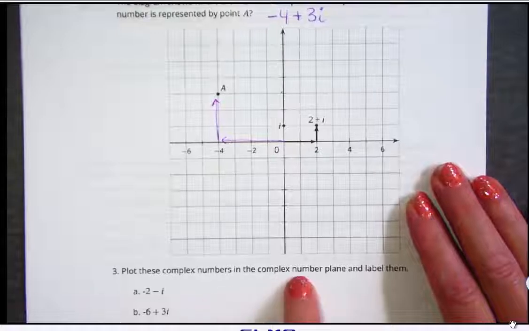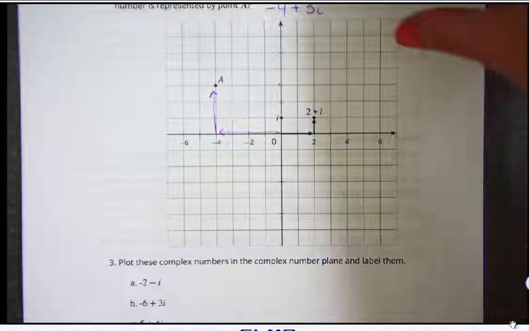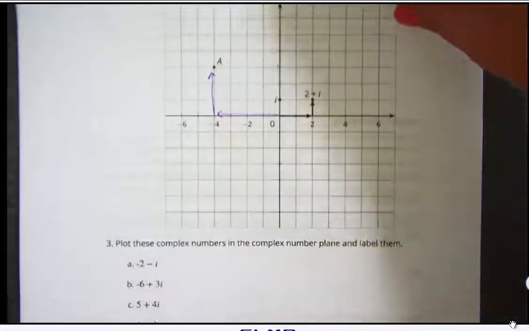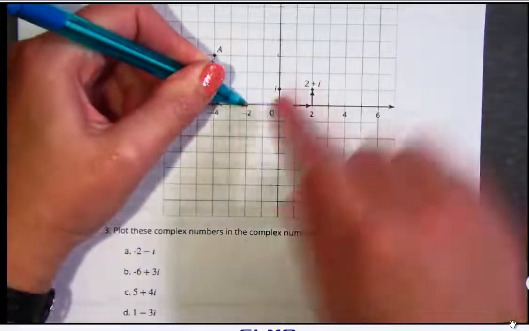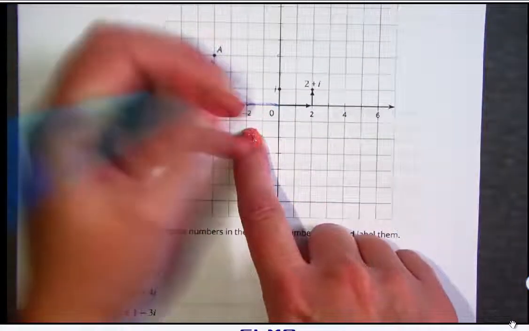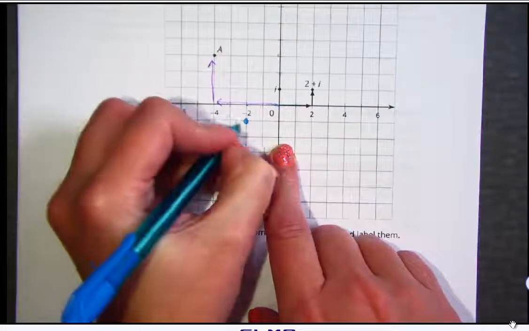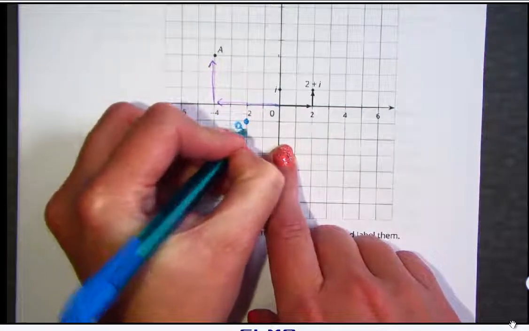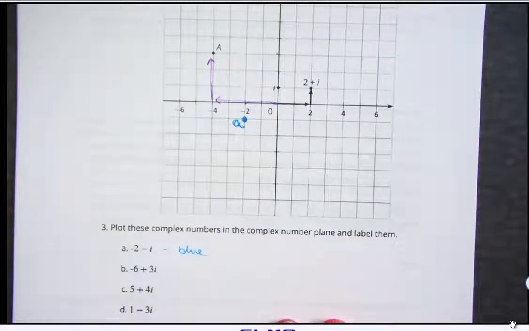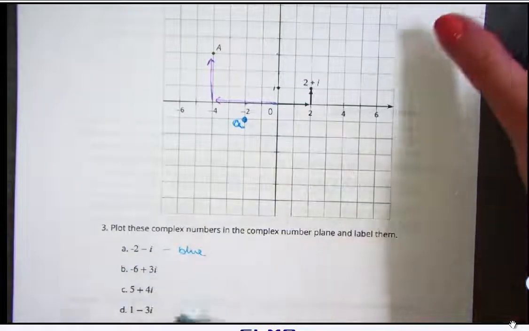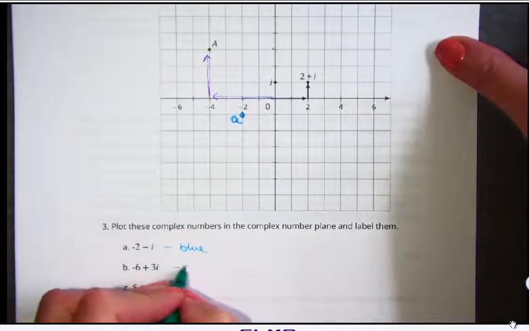It asks us to plot all kinds of points down here and to label them, so we'll just keep on following that same kind of practice. If I needed to plot negative 2 minus 1i, I would be down here in quadrant 3. This is point A. I'm doing it in blue. And I'm going to do part B in green.